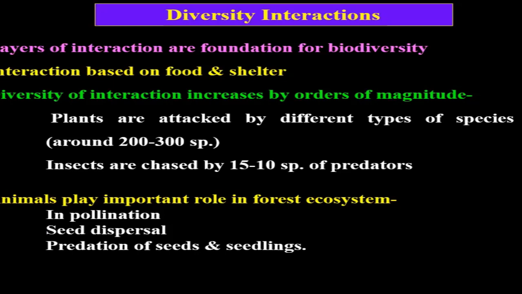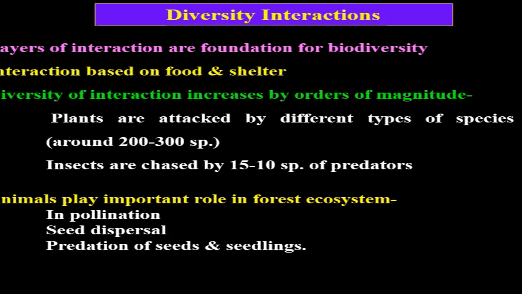Now, we have to see in what way the plants, the animals, and all human beings have interactions. There are layers of interactions which are the foundation for biodiversity, because we know that there is a parallel evolution over the last thousands of years, lakhs of years, between animals and plants, between plants and insects. Likewise, we get the interaction. No doubt, it is for food and shelter as well. Therefore, the diversity of interactions increases by orders of magnitude.